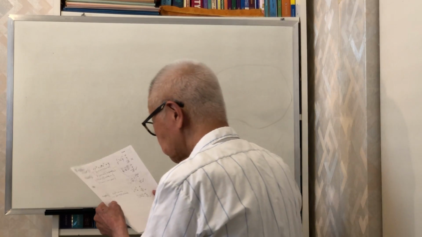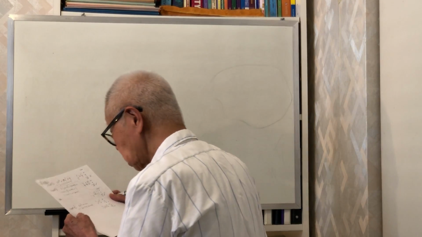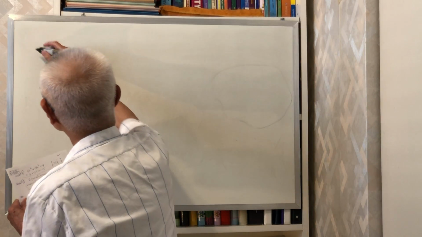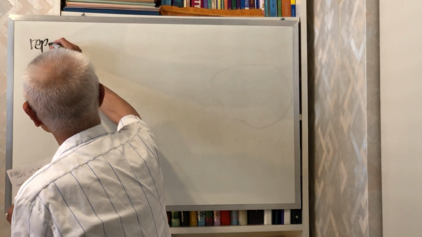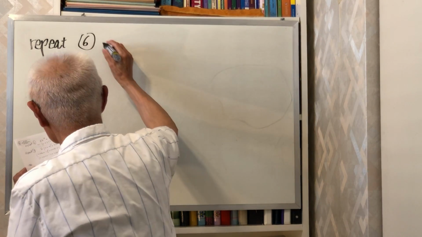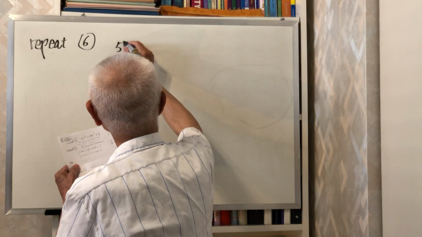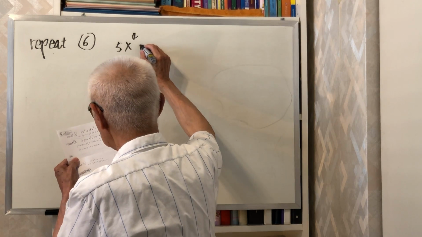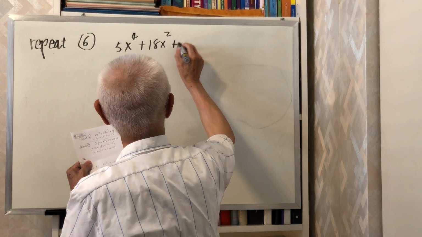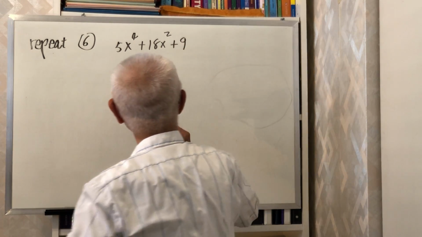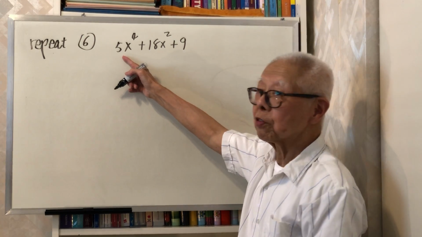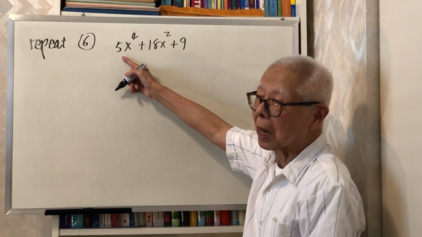Today's lecture seems a little longer, but it should be okay. So repeat our example 6. So 5x to the power 4 plus 18x squared plus 9. Okay. 5, you have no choice. It's only 1 times 5. Okay?